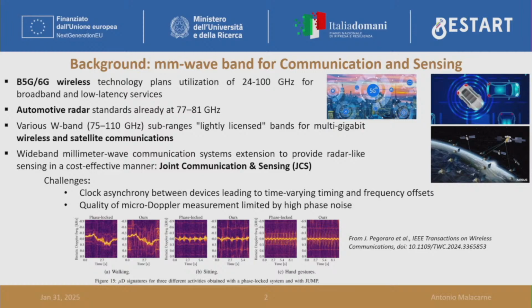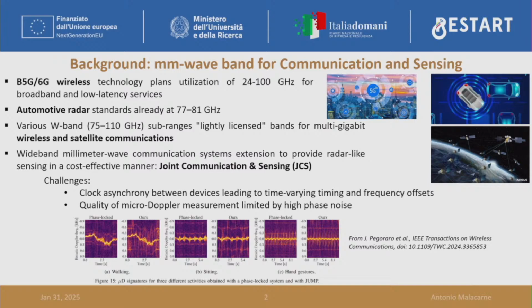I think most of you already know why millimeter wave band generation is becoming important, and it's already planned to be used in forthcoming 6G standards. It's already deeply employed in automotive radar, for both communication and sensing. In W band, which is the band where we focus with this work, there are already some lightly licensed sub-ranges for wireless and satellite communications. And this is also a frequency of interest for the recent hot topic of joint communication and sensing.